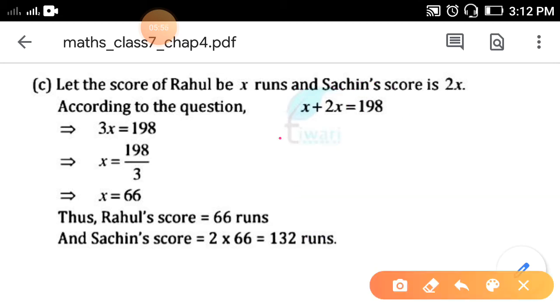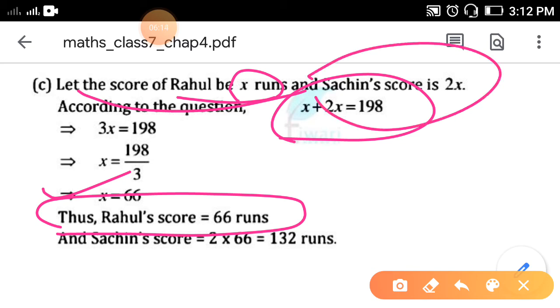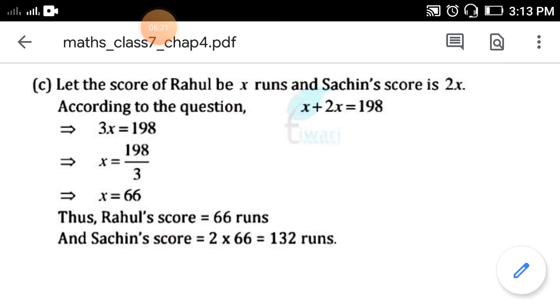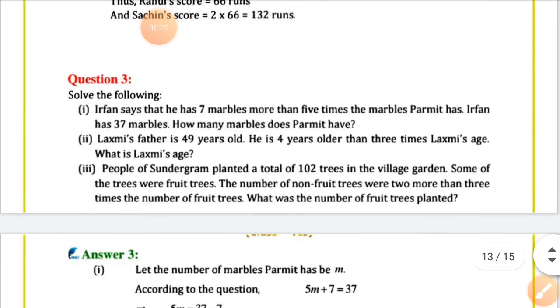So you have the equation x plus 2x is equal to 198. Solve it, so you will get the value of x. What we have considered x here, see the first line: the score of Rahul be x. So x is equal to 66. Thus Rahul's score is 66 runs and the score of Sachin is 2x. It means double of 66, it's 132 runs.